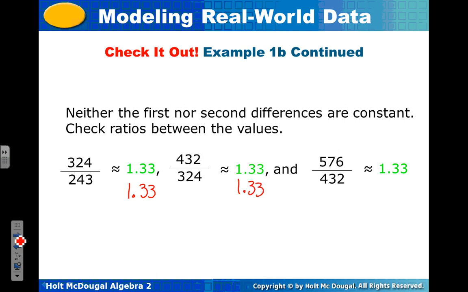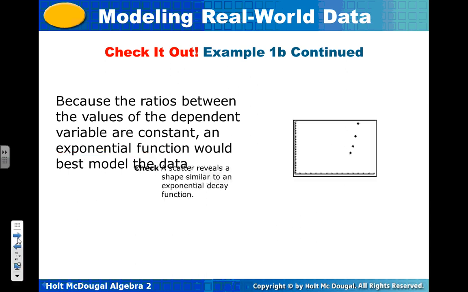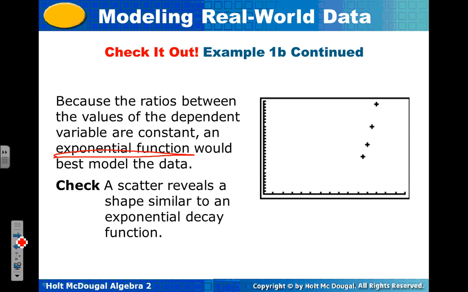I don't know how well you can see it. So the best model here, since the ratios are constant, is an exponential model. You need to write that down. Exponential model. That's what the graph would look like. It's kind of hard to tell when you plot the points if it's going to be exponential or quadratic. If I drew the rest of this exponential, it would look something like that.